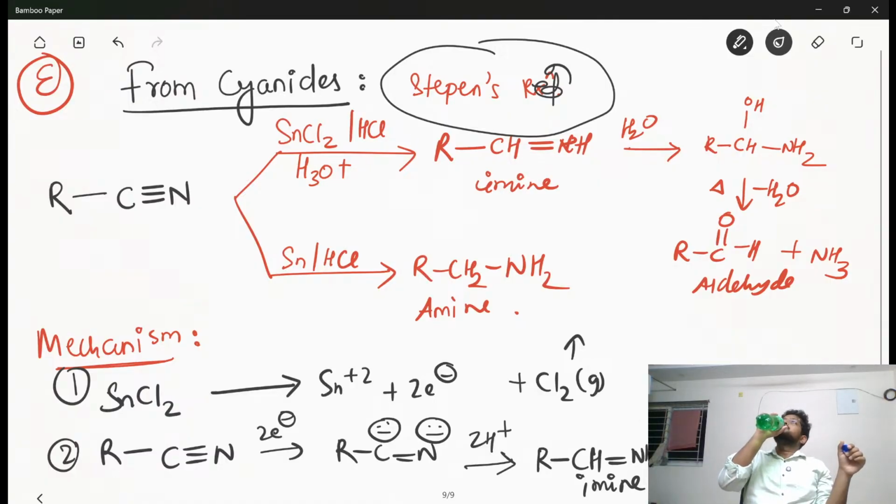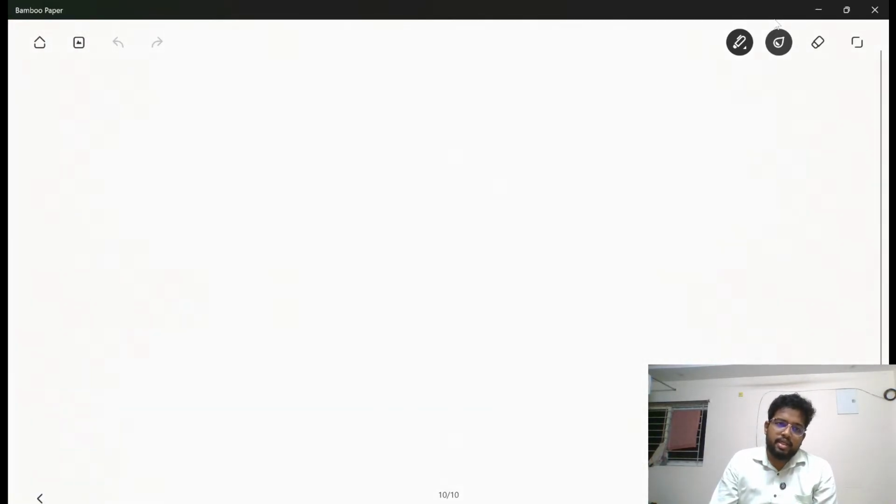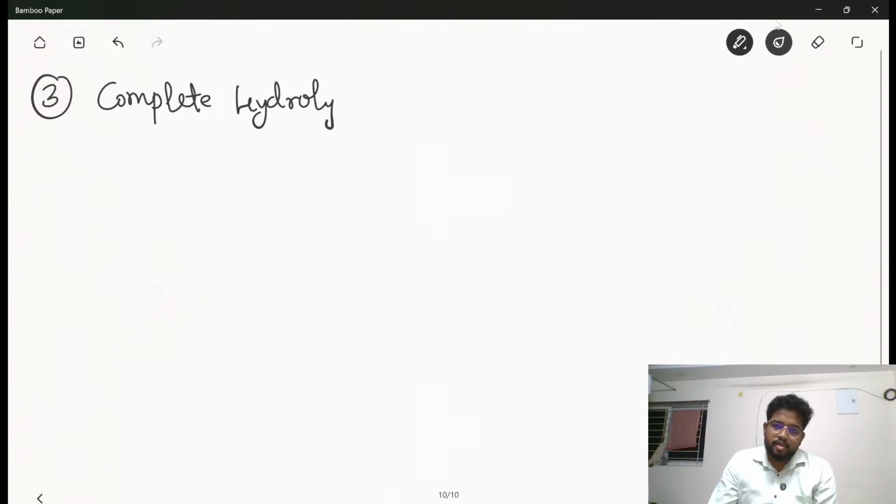Third step is you can go for partial hydrolysis and heating. You can go for complete hydrolysis also. So let's see, we'll do complete hydrolysis of imine. Third step of the mechanism, complete hydrolysis of imines.